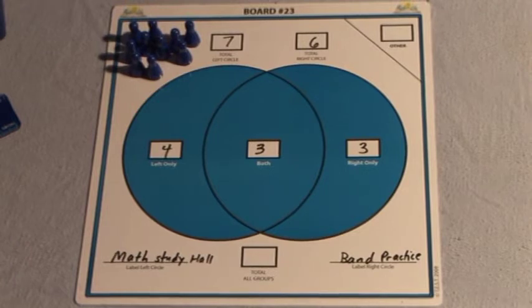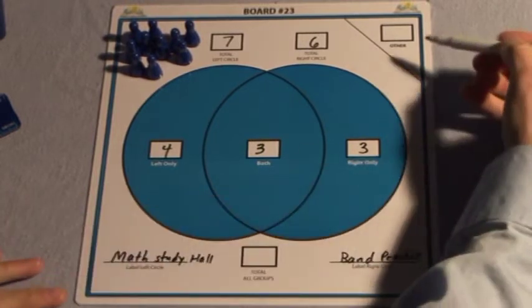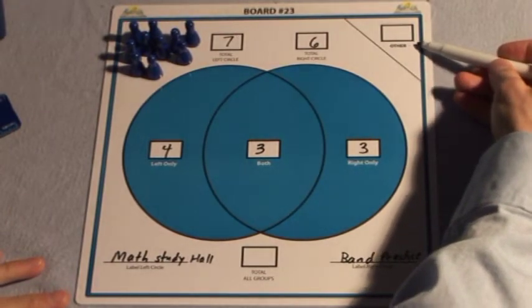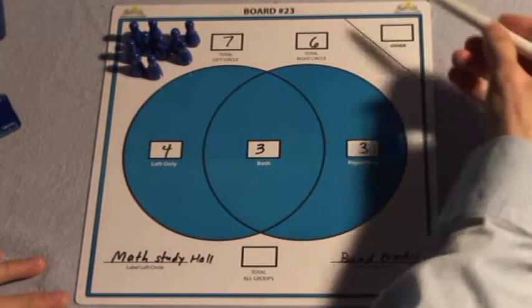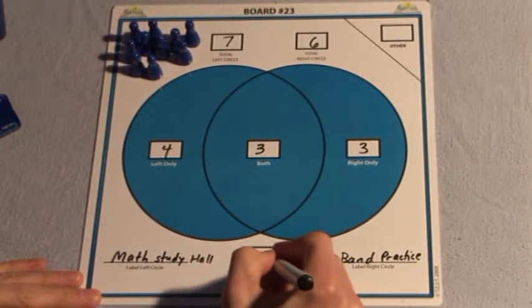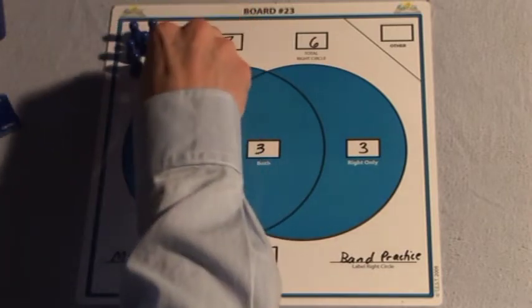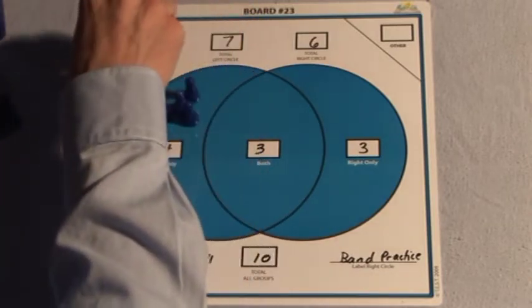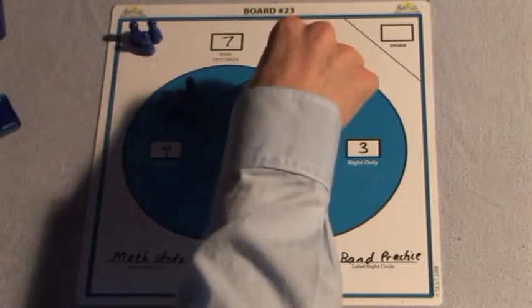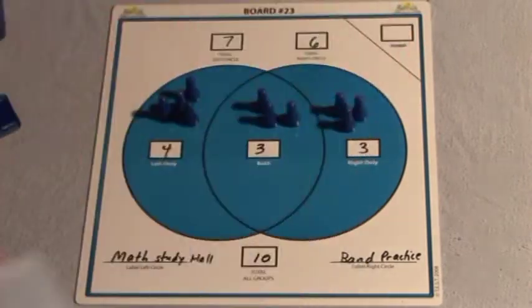Since all 10 students take part in at least one after-school program, none of the students fall outside of the circles, which would be the other category up here, and we know that the total from all groups must equal 10 since there are 10 students. This can also be done using the pawns. We can place 4 pawns in this group, 3 in this group, and 3 in this group.